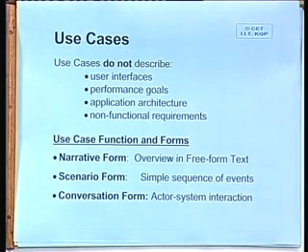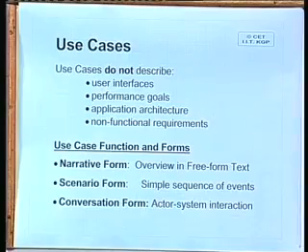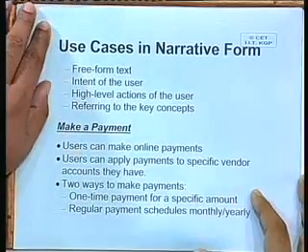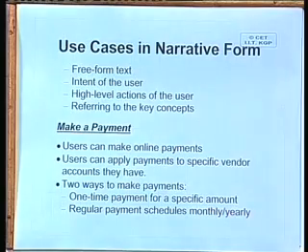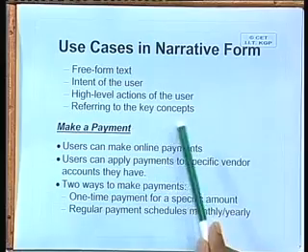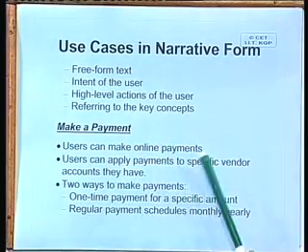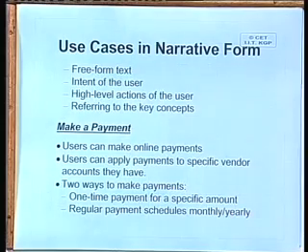So you have the actor on one side and system functions on the other side, and what the actor will do, what the system will do. I'll give you one or two examples for the first two. So let's see what is happening in the so-called narrative form. In a narrative form, we have what is known as free form text. It shows the high level actions of the user, his intent, while referring to the key concepts.